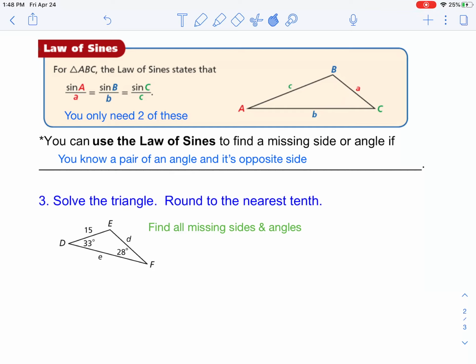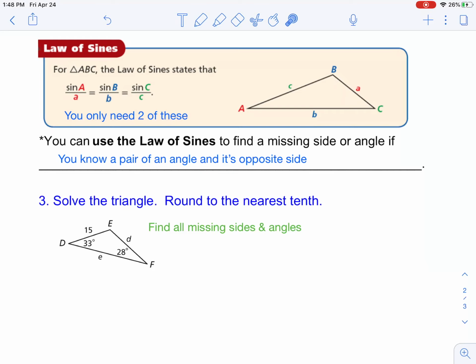So we only need two of these three things. We might have A and C, B and C, or A and B. We only need two of those in order to set up a proportion using the law of sines. You can use the law of sines to find a missing side or angle if you know a pair of an angle and its opposite side. So we have to know, for example, maybe angle A and side a. It's got to be a matching pair of an angle and its opposite side.